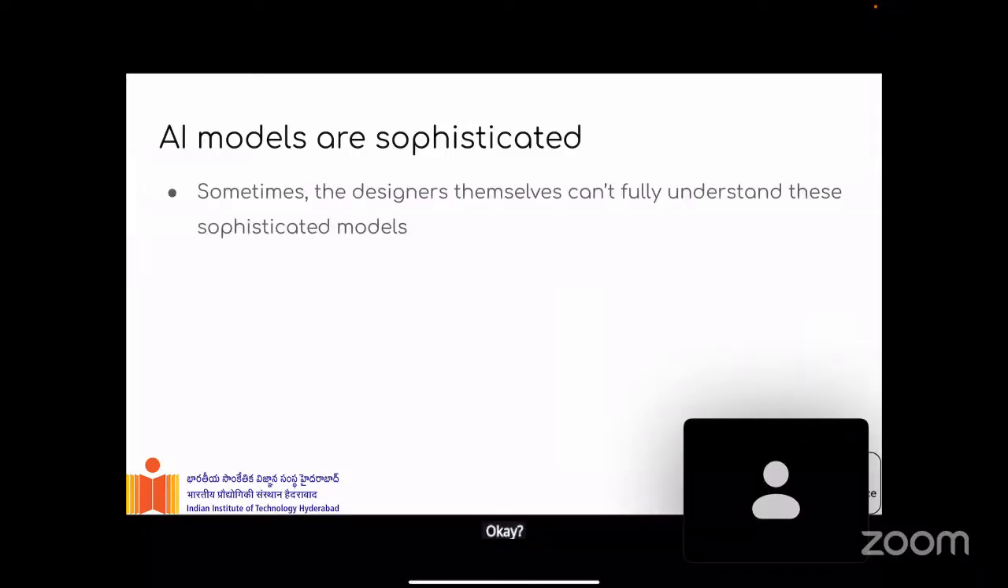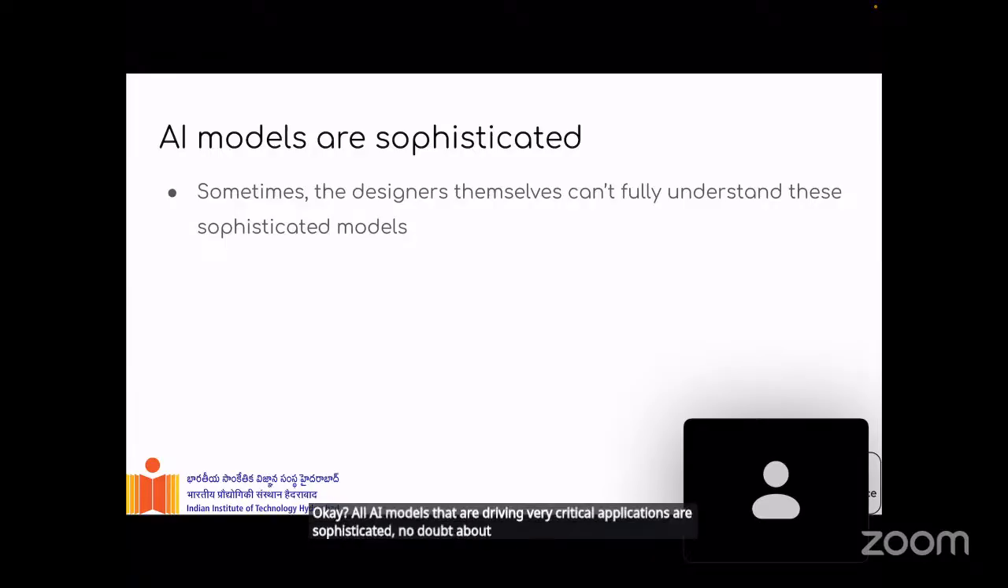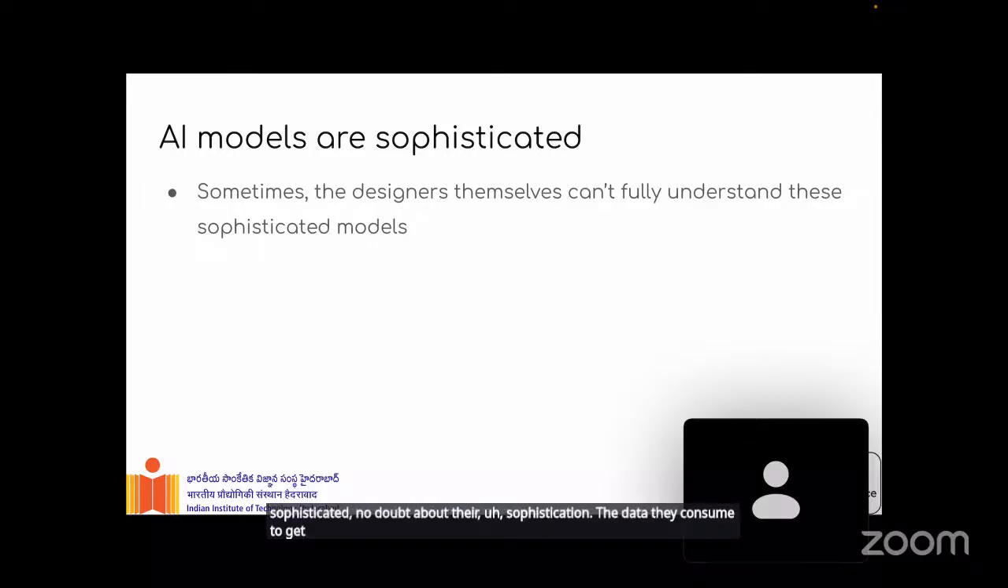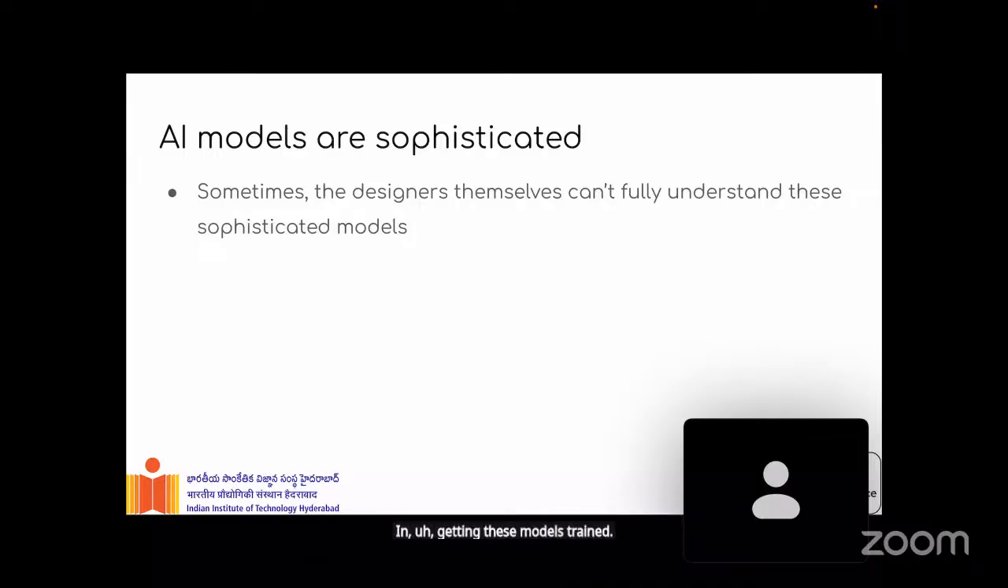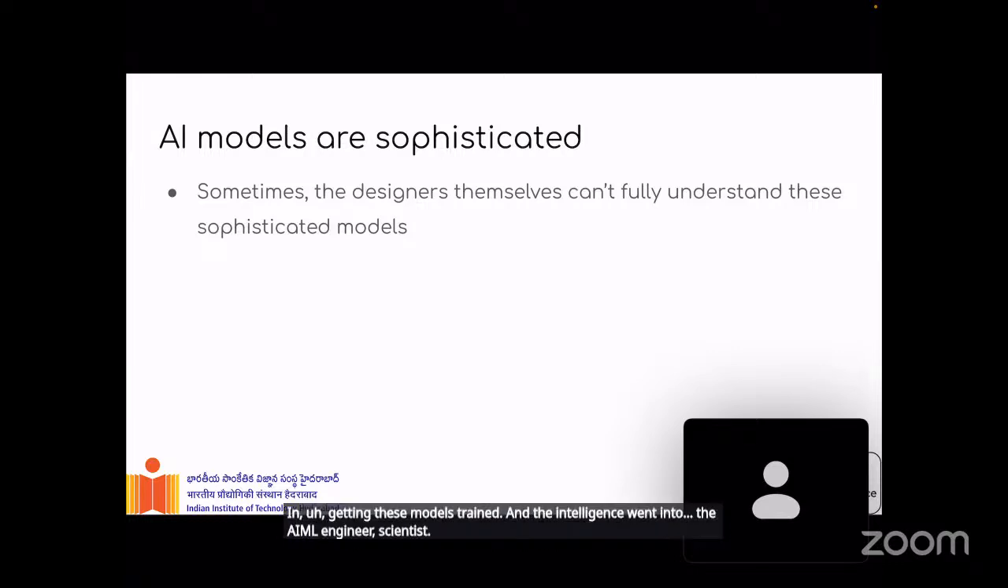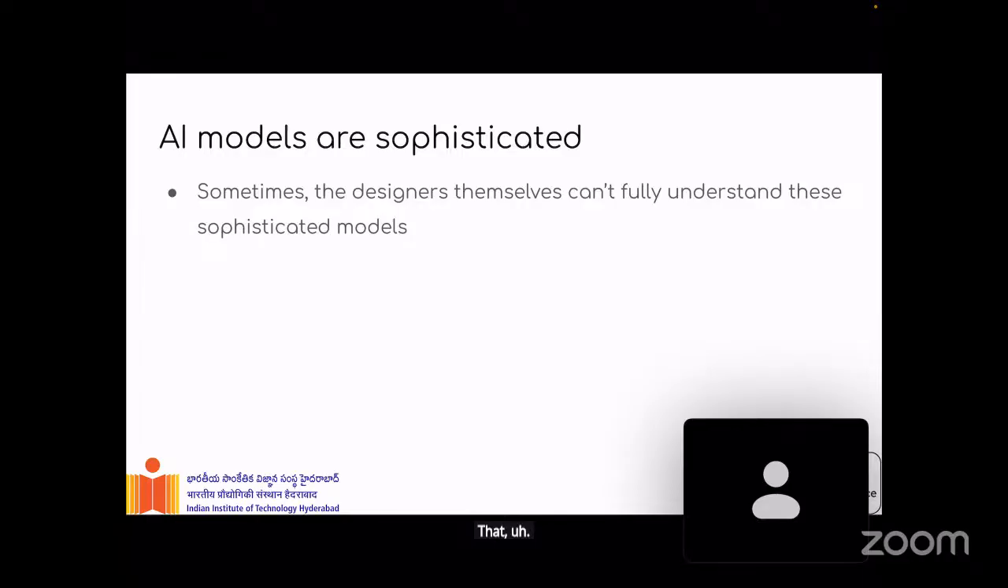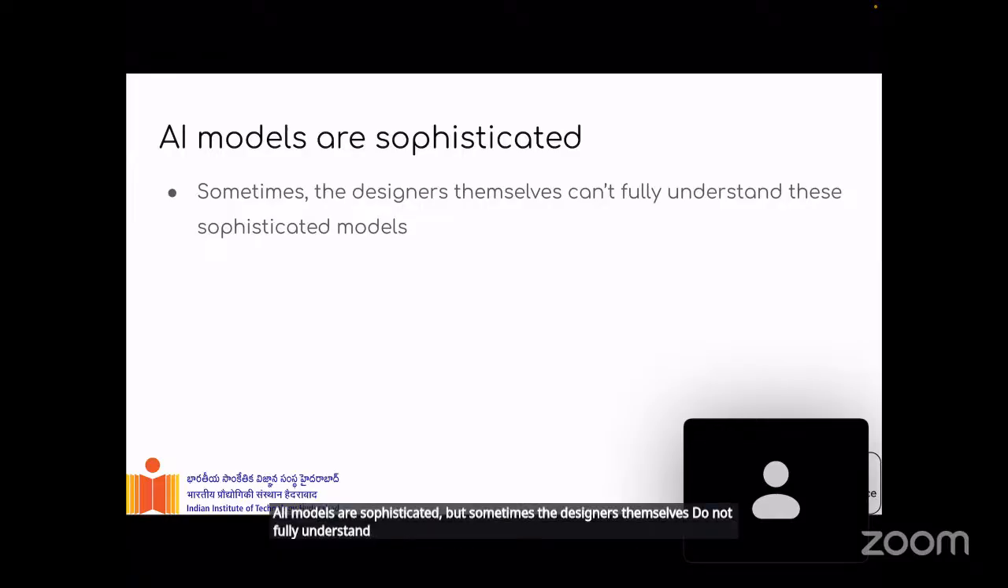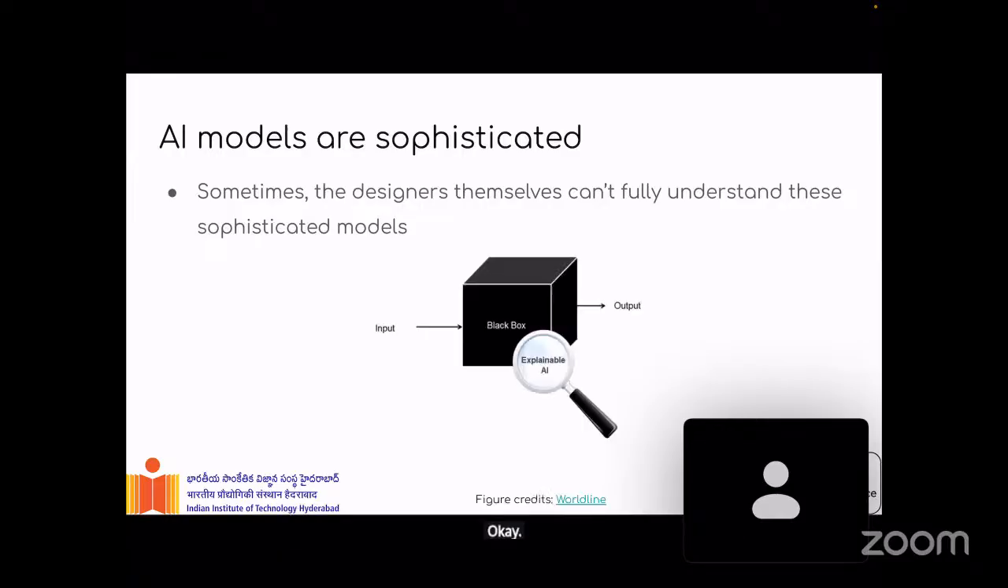All AI models that are driving very critical applications are sophisticated, no doubt about their sophistication. The data they consumed to get the intelligence, the compute invested in getting these models trained, and the intelligence that went into the AI/ML engineers and scientists that sat together and brainstormed to come up with this kind of a model. No doubt about it. All models are sophisticated, but sometimes the designers themselves do not fully understand some of these behaviors. So that is the problem.